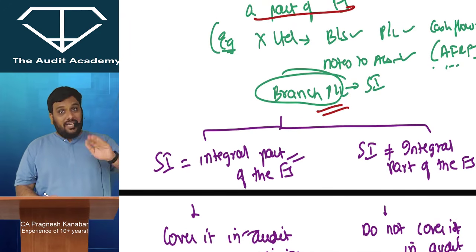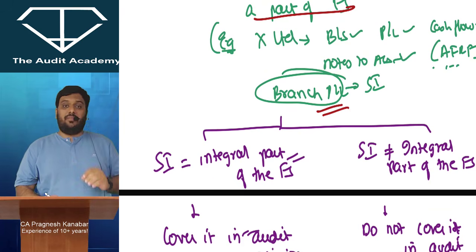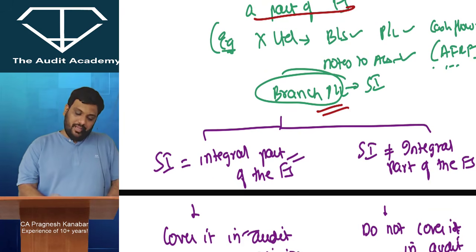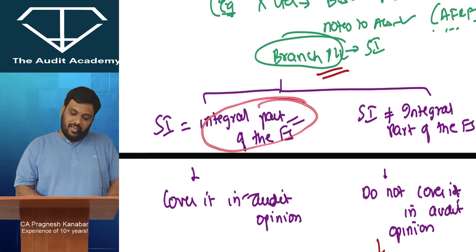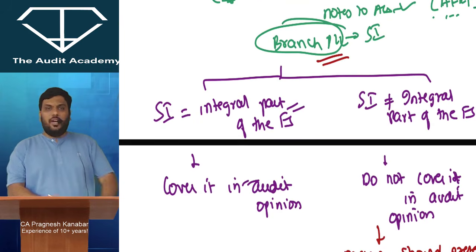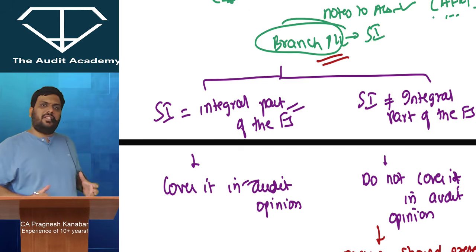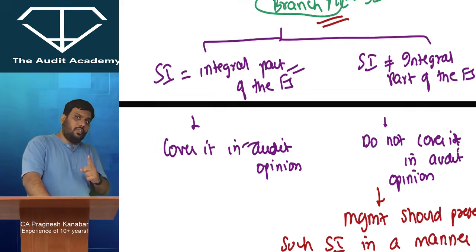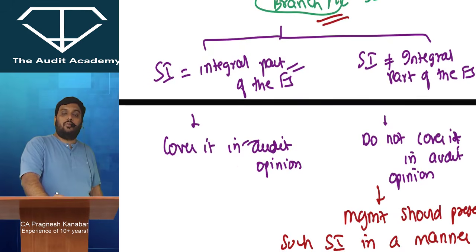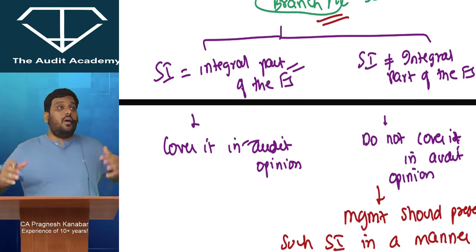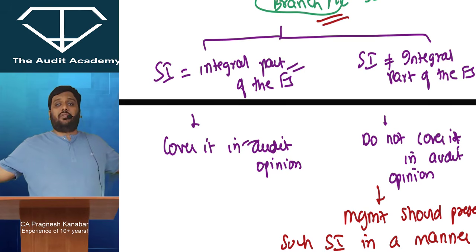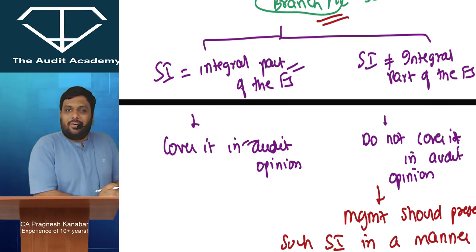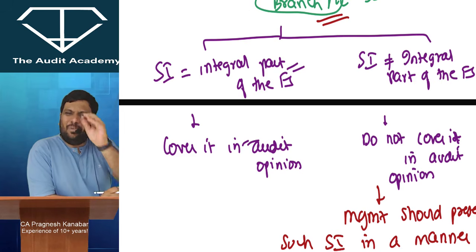Now, if they present supplementary information along with the financial statements, then as an auditor, you will have to check whether that supplementary information is an integral part of the financial statements or not. Do you think it is an inseparable part of the financial statements? Do you think it is a very important part? If you think so, then please cover it in the audit opinion. Sir, but how will we come to know in exams whether it is an integral part or not? It will depend upon the question. In the question they will give you the details.